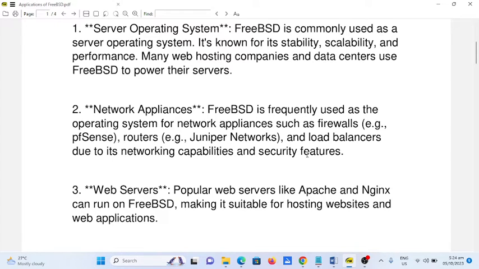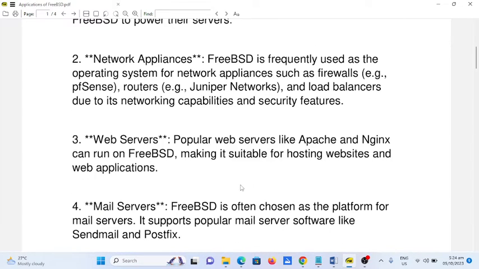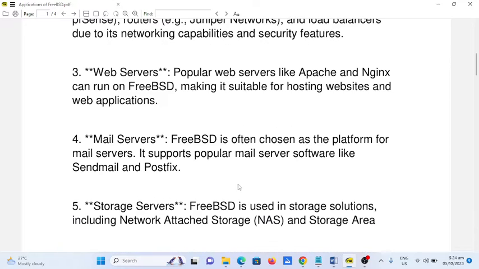Number 2, network appliances. FreeBSD is frequently used as the operating system for network appliances such as firewalls, routers, and load balancers due to its network capabilities and security features. Number 3, web servers. Popular web servers like Apache and Nginx can run on FreeBSD, making it suitable for hosting web sites and web applications.